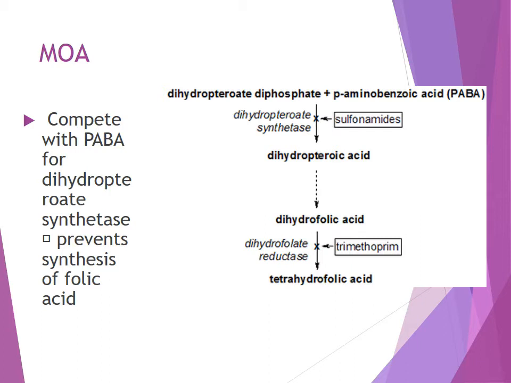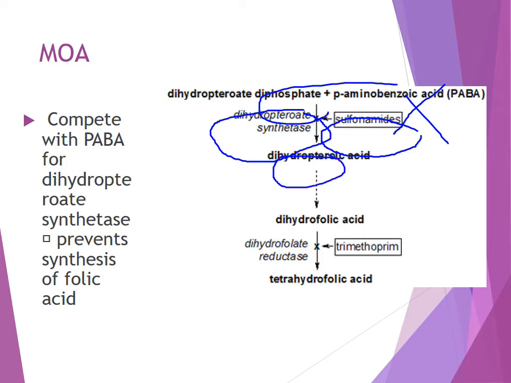The mechanism of action of sulfanilamide: your sulfonamide or sulfanilamide competes with PABA for dihydropteroate synthetase, which prevents synthesis of folic acid. So ito po yun. Your sulfonamides interact or compete with your PABA in order to prevent your dihydropteroate synthetase na metabolize ito, mapiprevent ito. No? Your sulfonamides will inhibit this enzyme para walang ma-form na folic acid.